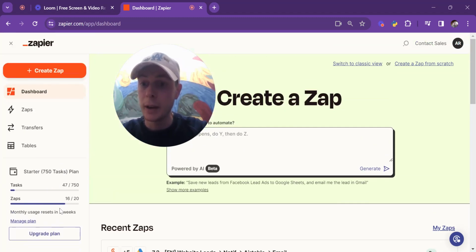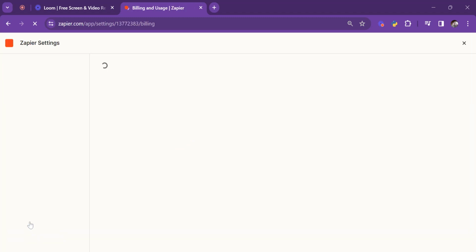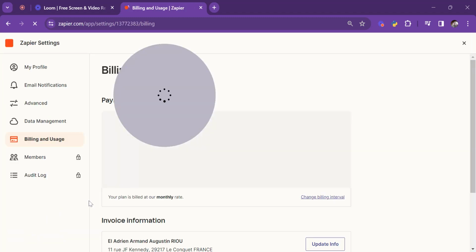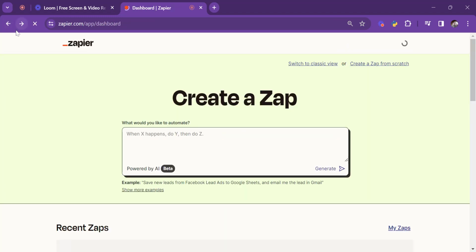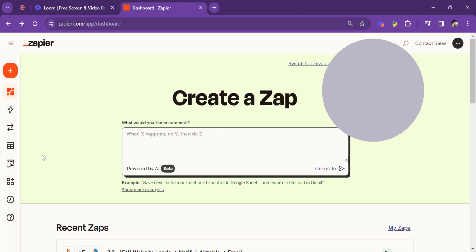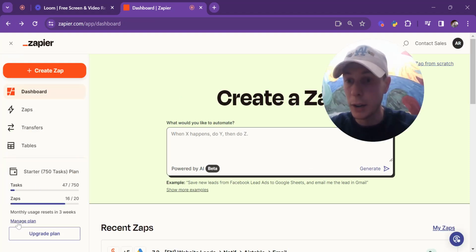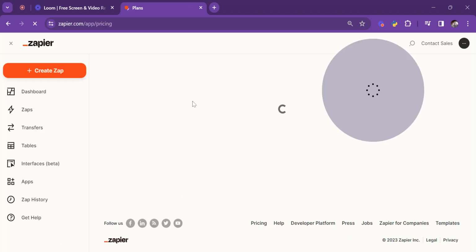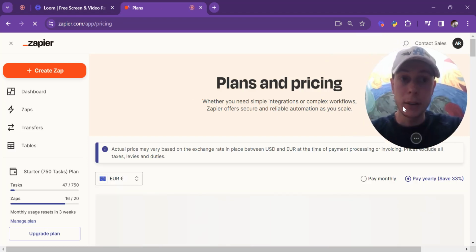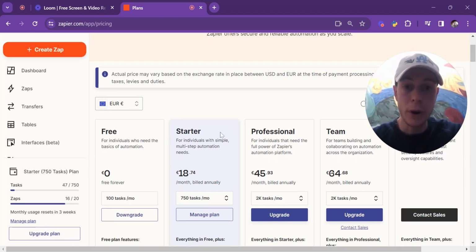And finally, here you can upgrade and manage your plan. So here I clicked. You see that we landed on the billing and usage page, which we saw in the prior lesson, because I clicked on here. I clicked on manage plan. If I do upgrade plan, here I would be sent to the pricing page, which we already know.